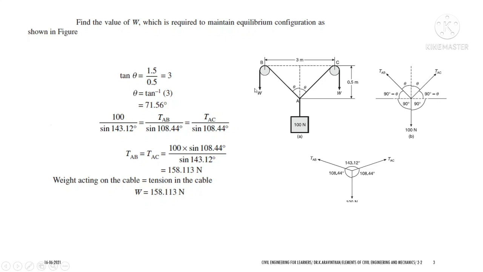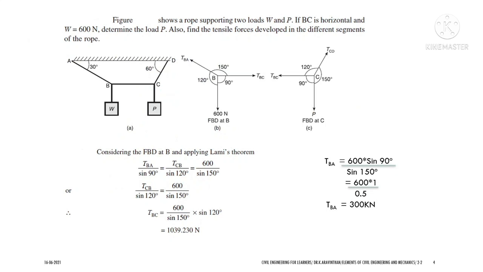So what is the weight which you have to hang here? Which is 158.113 Newton at each side. If you hang the load of W, you will be making this mechanics into a static. You can make this mechanics into rest. You can hang this 100 Newton load. Okay. Let us go to the next problem.